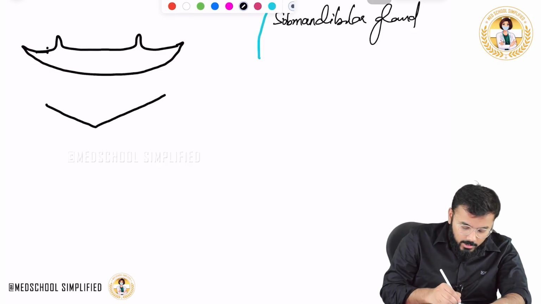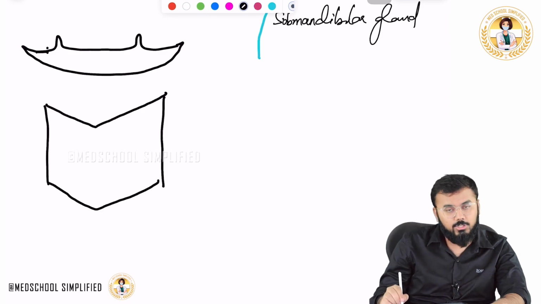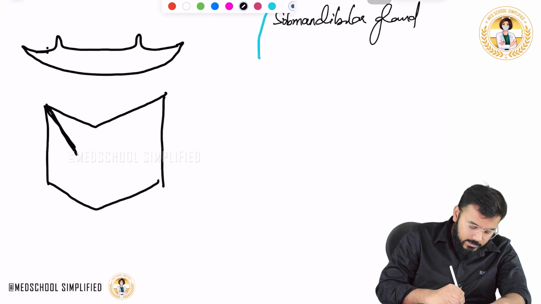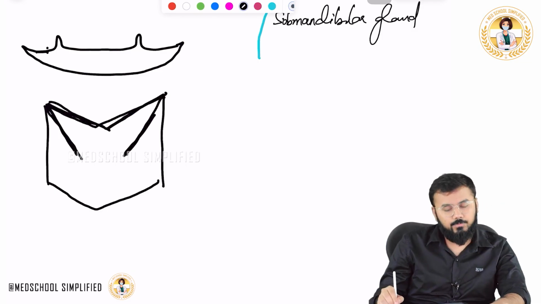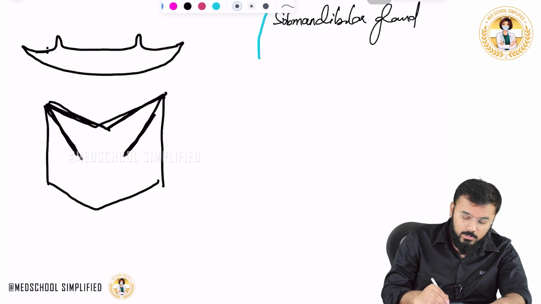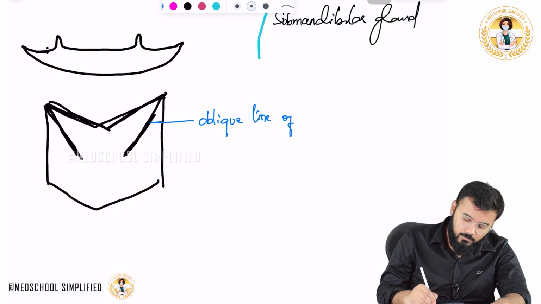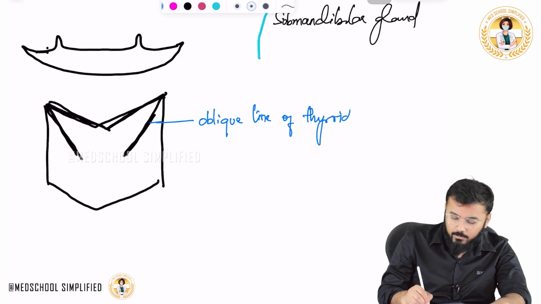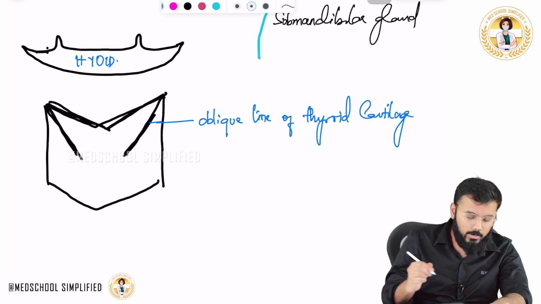All of you know that beneath your hyoid bone you have a cartilage which is shield shaped. This is called your thyroid cartilage, right? Now the thyroid cartilage has an oblique line here. This is called the oblique line of your thyroid cartilage. And this bone over here is called your hyoid bone.